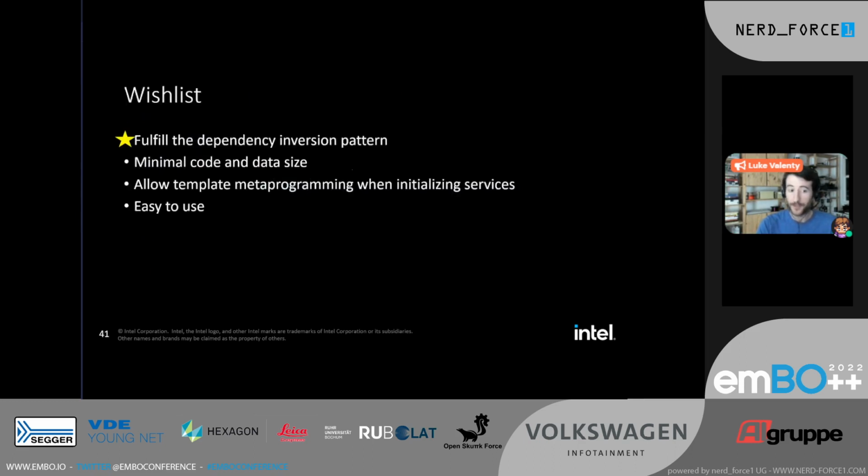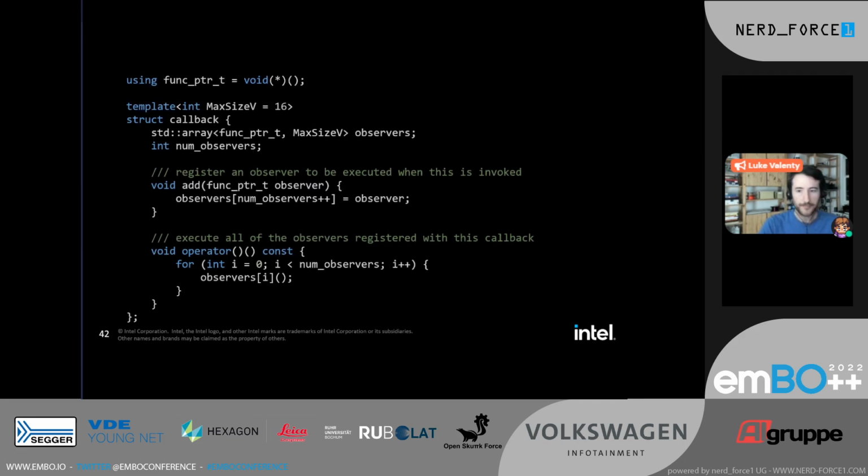So we've fulfilled the dependency inversion pattern. We have minimal code and data size. We don't allow template metaprogramming. Also, I still don't think it's easy to use, but I'm not going to knock it on that just yet. How can we fix this? And how can we actually use template metaprogramming to our advantage in this case?